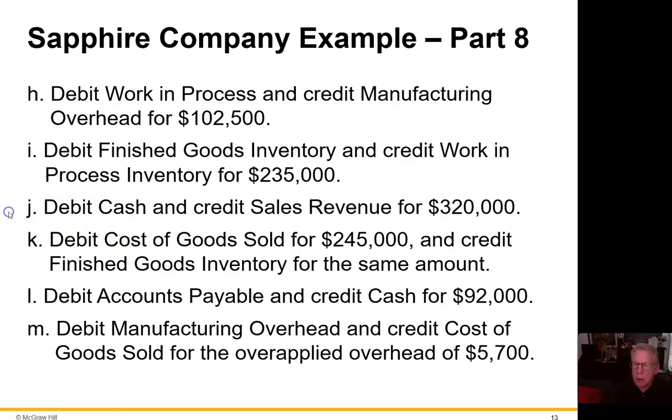And then for Juliet, we're going to debit cash and credit sales revenue for that which we sold. For Kilo, we'll debit cost of goods sold and credit finished goods for that same amount that we sold. And then for Lima, we'll debit accounts payable and credit cash for $92,000. And for Mike, we debit manufacturing overhead and credit cost of goods sold for the over-applied overhead of $5,700.